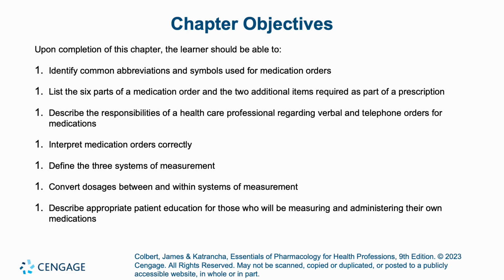Chapter Objectives for Chapter 5. Upon completion of this chapter, the learner should be able to: 1. Identify common abbreviations and symbols used for medication orders. 2. List the 6 parts of a medication order and the 2 additional items required as part of a prescription. 3. Describe the responsibilities of a healthcare professional regarding verbal and telephone orders for medications.